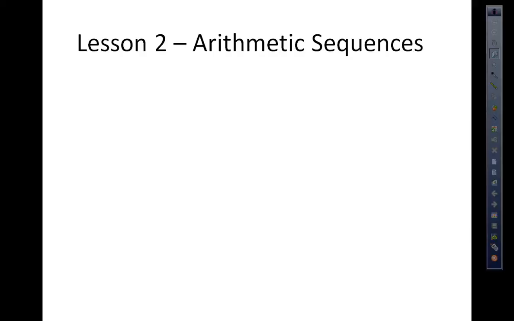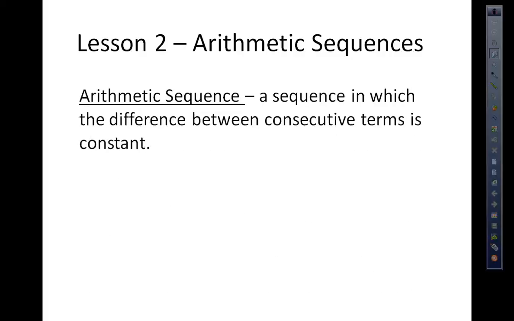Today we're going to talk about arithmetic sequences. Yesterday we said sequences were any ordered list of numbers. They followed a pattern, and an arithmetic sequence follows a specific pattern. It is the sequence in which the difference between consecutive terms is constant, meaning that between each number the difference is the same. You subtract them, you get the same amount.